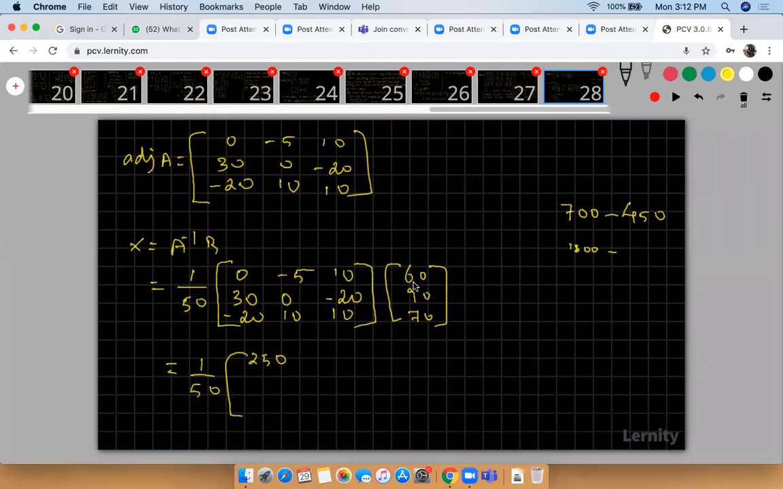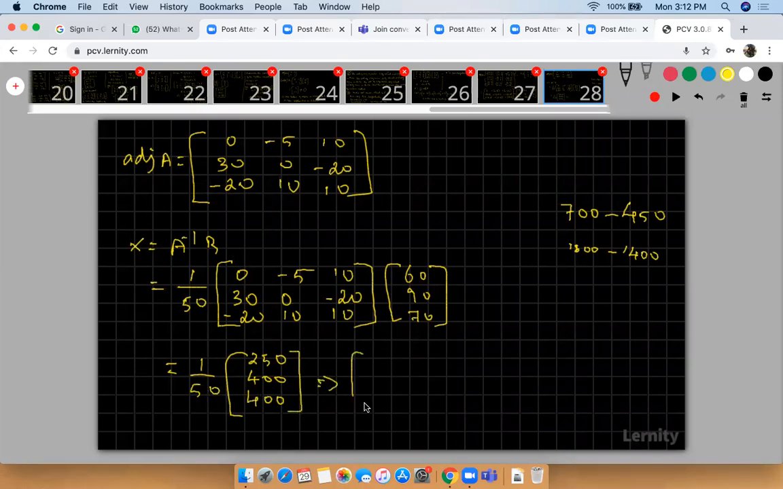This is 1800. This is minus 20 into 70. That is 1400. Okay, 1800 minus 1400. What is the answer? It is 400. Similarly, multiply this. Okay, so therefore here also simplify that. Here also you will get 400. So divide by 50.